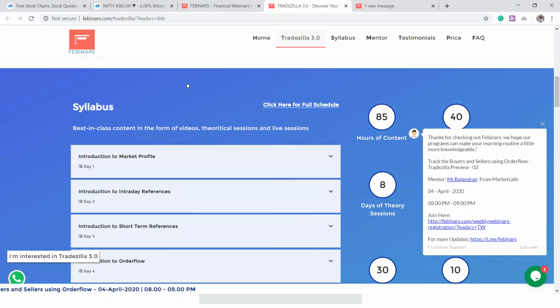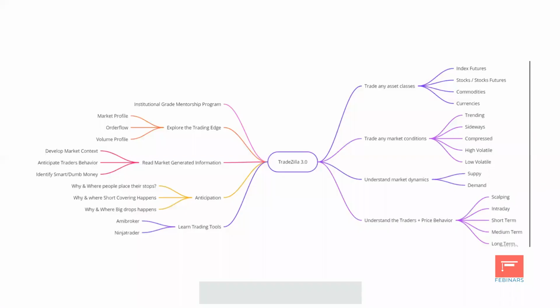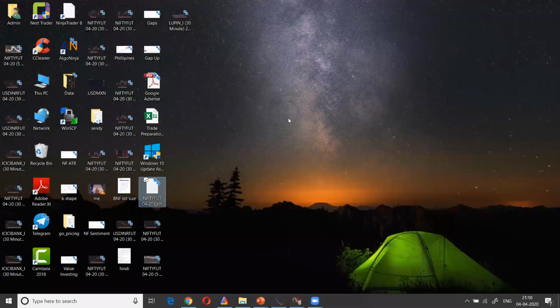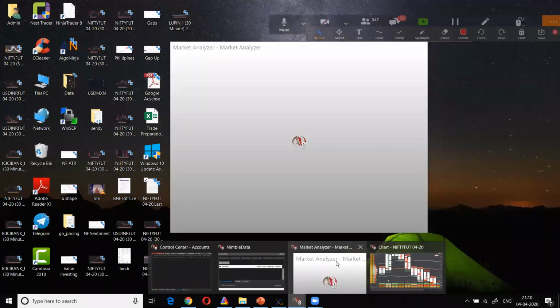All right, so coming back to the topic. Last Friday, very interesting opportunities were presented, not only from the market profile perspective, but also from the Orderflow perspective as well. Let me show you from the market profile perspective.